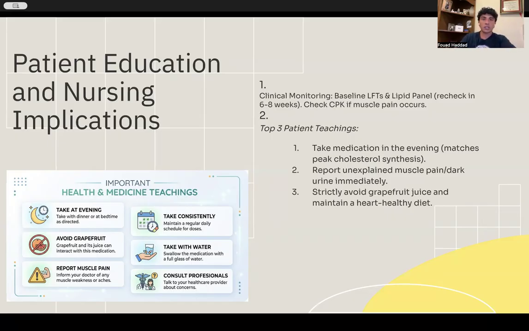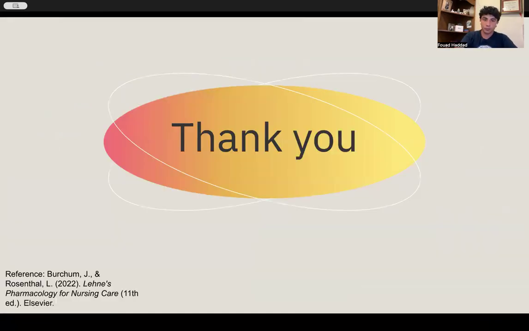When discharging a patient, here are three of the most critical pieces of education I would provide. First is timing, which is very important, and I would educate the patient to take their statin in the evening, since the body's natural cholesterol synthesis peaks overnight while we are fasting and asleep. Second, I would instruct them to immediately report any new unexplained muscle pain or dark colored urine they might experience. Third, I would firmly instruct them to completely eliminate grapefruit juice from their diet and remind them that the pill must be paired with sustainable diet modifications to be truly effective.